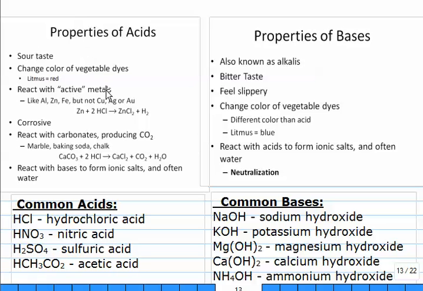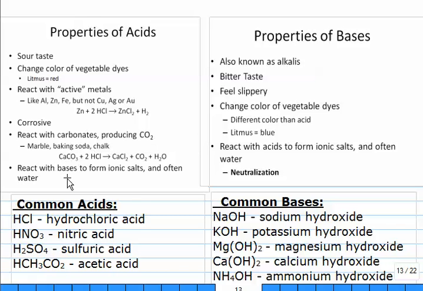They have various well-known reactions with vegetable dyes. So, for example, we can use pH paper or litmus paper to estimate the pH, or the acidity or basicity, of a solution. Acids have a very characteristic reaction with active metals like magnesium and zinc to produce hydrogen gas. Often these acids are corrosive, and they always react with carbonate salts like baking soda, or sodium hydrogen carbonate, to produce carbon dioxide. And of course, they react with bases in a neutralization reaction.